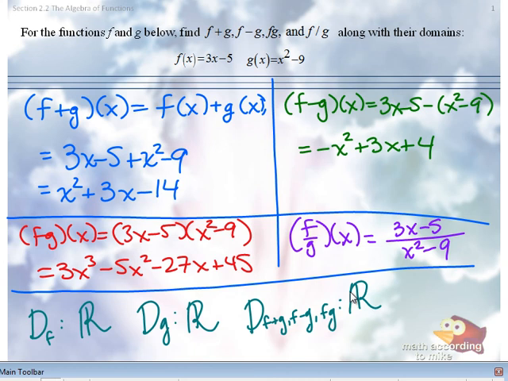However, we consider this domain for f plus, minus, times, and now for f over g, we take out any numbers that would make the denominator, in this case g of x, equal to 0. Where our function g of x is x squared minus 9, what numbers would those be? 3 and negative 3. So everything but 3 and negative 3 is in the domain of f over g. Even though they are in the individual domains, they will cause a division by 0. And that's bad.